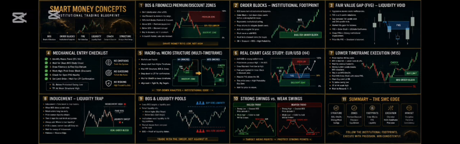Watch closely as price taps directly into the open fair value gap zone. Now let us drop down to the 15-minute chart to refine our execution. As price hits the H4 buy zone, the M15 chart is currently bearish. The M15 structure is printing clear bearish lower lows and lower highs.